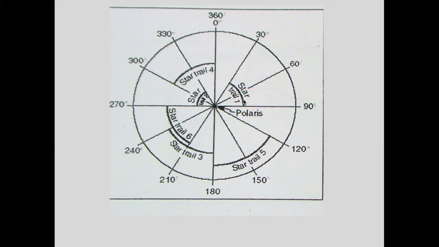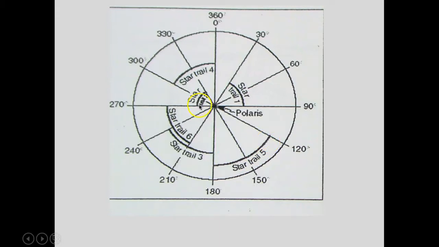Now, what we look at is the number of degrees that the stars move. So if I look over here, I have 30. Over here, I have 90. All right, so that's a difference of 60 degrees going from here to here. If I look at Star Trail 5 and I go here, and this is 120, and I come to here, that's 180, that's a difference of 60 degrees.